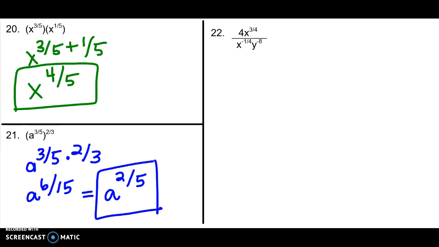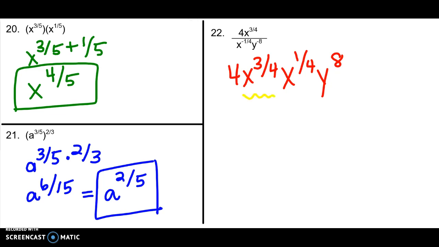All right, 22. Okay, the first thing to recognize on 22 is that we have those negative exponents. And remember, negative exponents need to get flipped to the other part of the fraction. So we need to move both of those negative exponents that are in the denominator, move them to the numerator. So we're going to rewrite this: 4x to the 3/4 power. Then we're going to move up that x to the 1/4 power and y to the 1/8 power. When you move them, they're no longer negative.